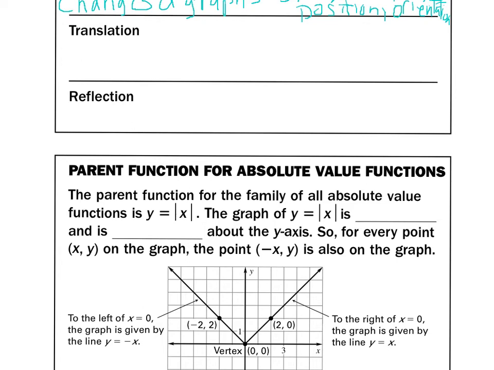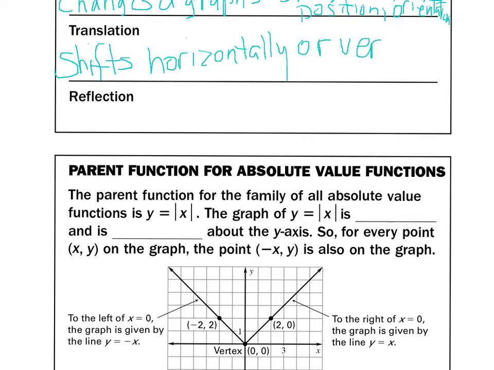Translation shifts a graph horizontally or vertically but does not change its size, shape, orientation, all that stuff above. Shape, size, orientation.